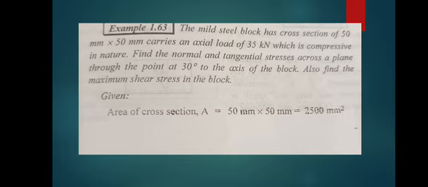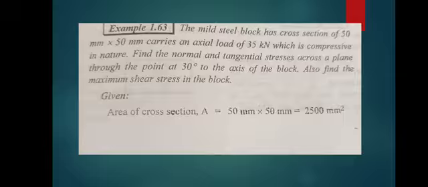See, here the question is: the mild steel block has a cross section of 50 mm cross 50 mm, carries an axial load of 35 kN which is compressive in nature. Find the normal and tangential stress across a plane through a point at 30 degree to the axis of the block. Also find the maximum shear stress in the block.